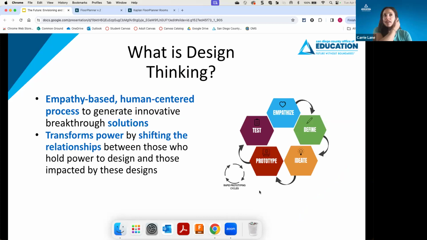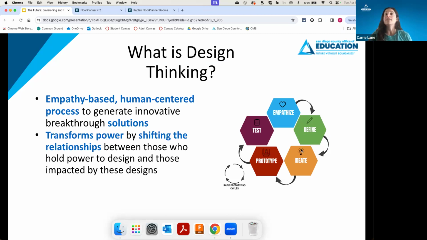Okay, so design thinking is an empathy-based, human-centered approach to designing solutions. And so this is the design thinking phase or process right here. So you start with empathy. You understand who the person that you are creating a solution for is and what they need. You define what they're looking for. So, what are they struggling with? What do they want to see changed?